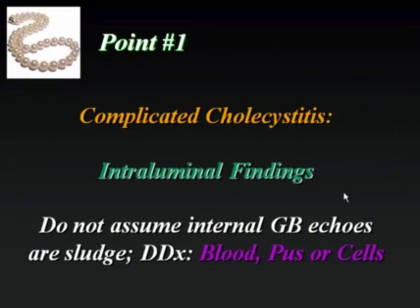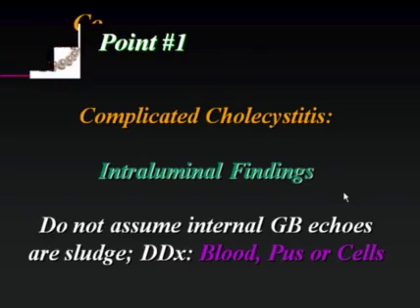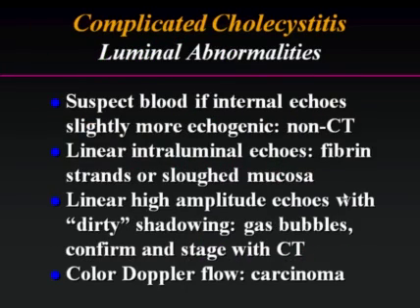So the first point to be made is that we should not assume, with intraluminal findings, that there's sludge. Keep in mind the differential of blood, pus, or cells. If we see very echogenic material in the gallbladder lumen, we should suspect that it's blood and confirm that with a non-contrast CT. If we see linear echoes within the gallbladder, think of sloughed mucosa or fibrin strands. And if there are linear high-amplitude echoes casting dirty shadows, we'll be thinking of gas bubbles.